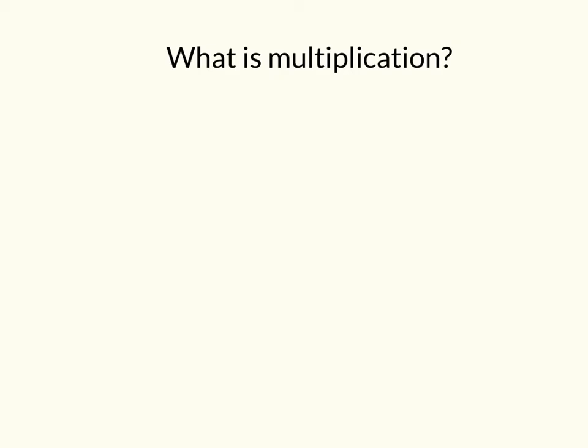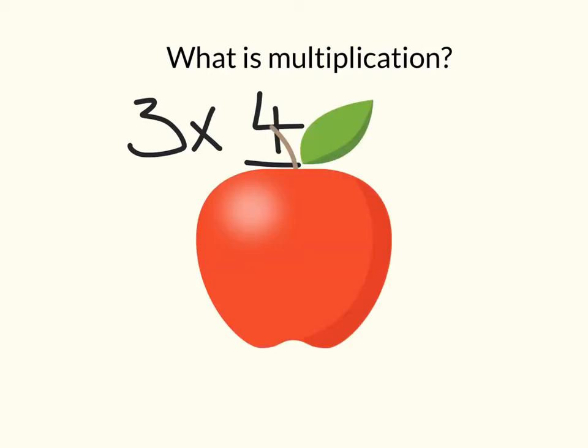What is multiplication? Well, if I multiply something, for example, if I have 3 times 4, essentially what I'm saying is I have 4 of something, and I'm going to make 3 groups of it. So let me show you what I mean. So I'm going to add 4 apples.